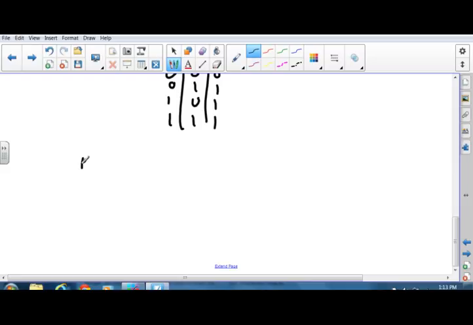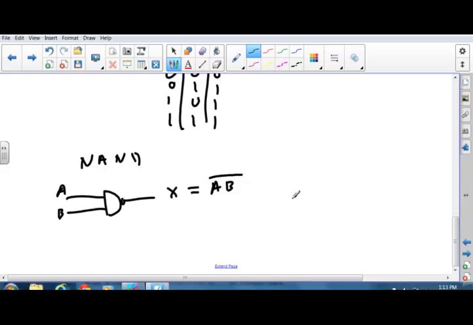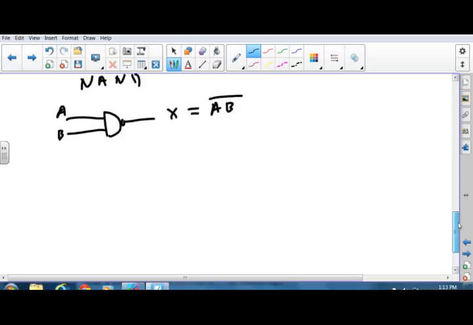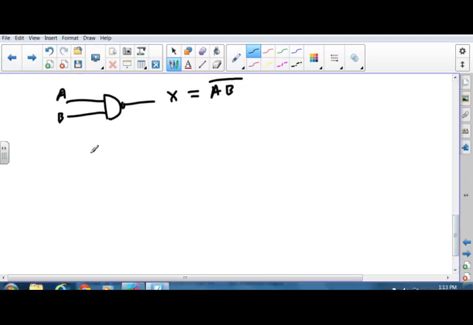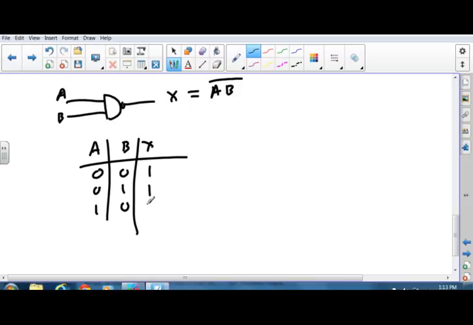Okay, we have NANDs. And they look like that, A, B, X. X would be A and B inverted. So the bar above means I'm inverting it. Inverting it meaning if it's a 1, it's a 0, if it's a 0, it's a 1. I have a truth table A, B, X: 0, 0, 1; 0, 1, 1; 1, 0, 1; 1, 1, 0.